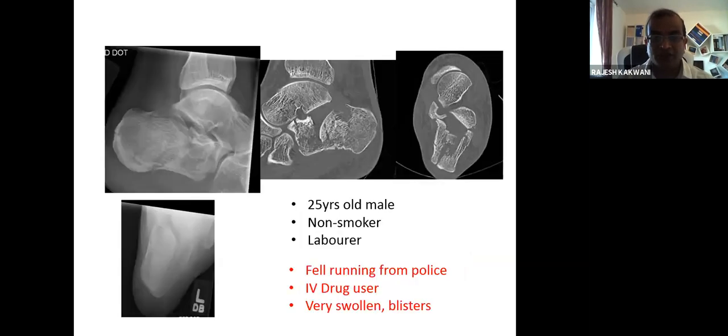And if we change the scenario slightly to this patient, who's again a young laborer, but he was running away from police, fell from a height, is an IV drug abuser, and has got a very swollen and blistered heel. How would you manage this patient, whether you would manage him conservatively or operatively?